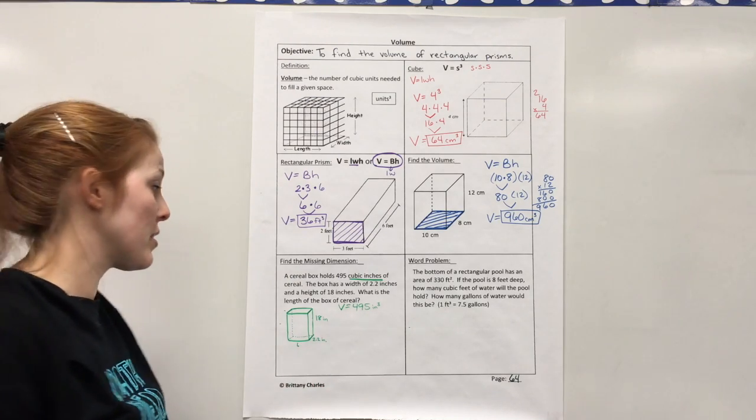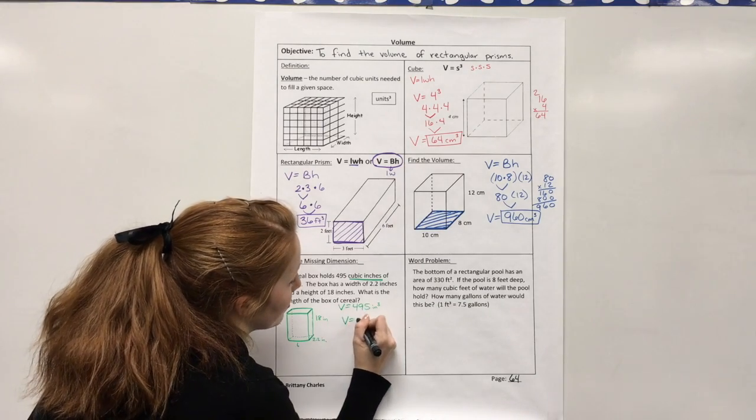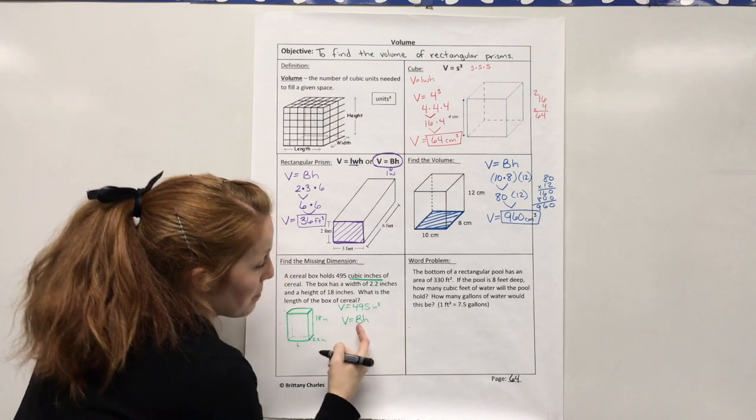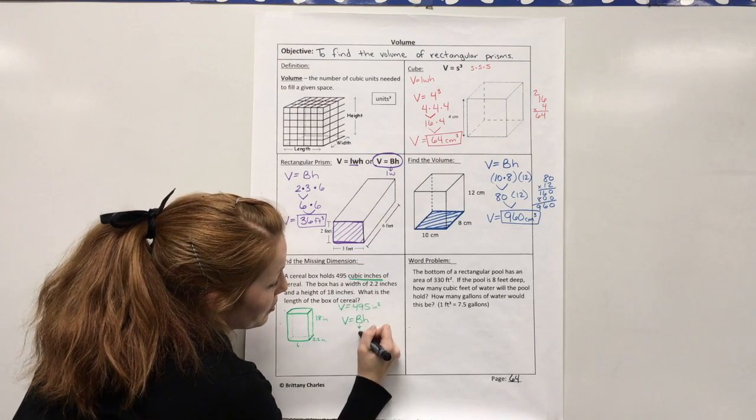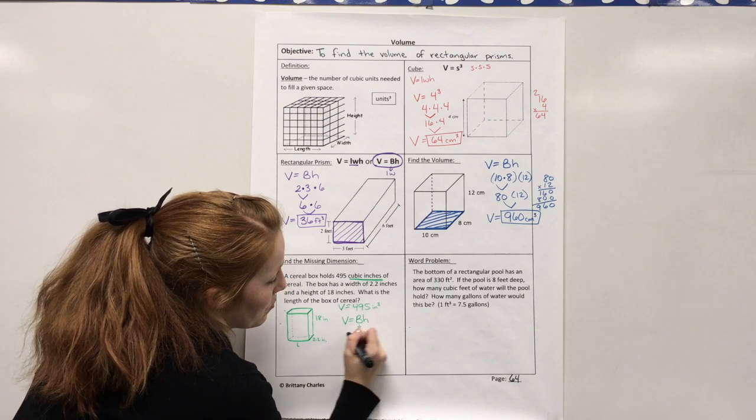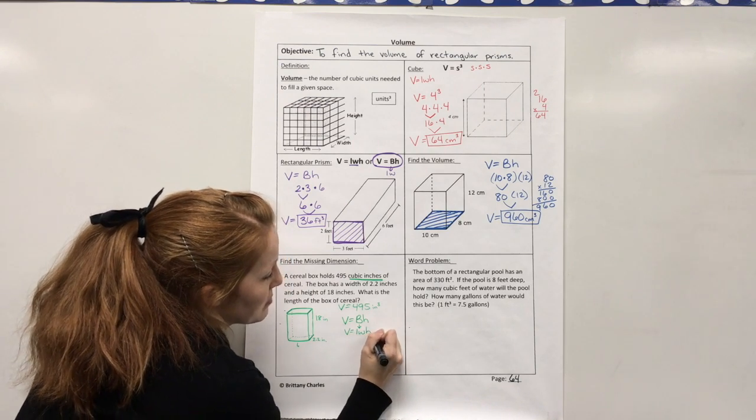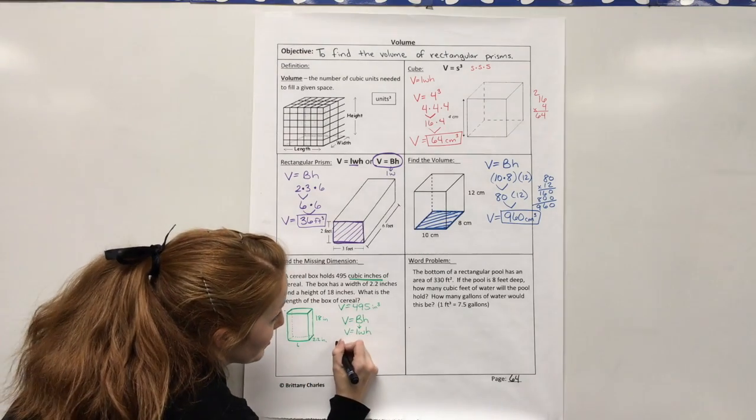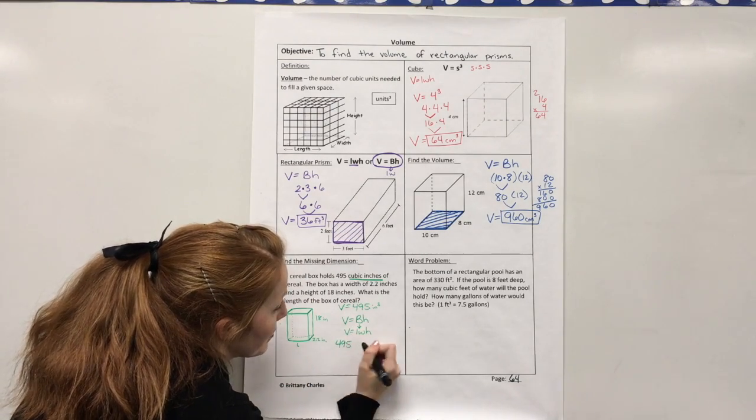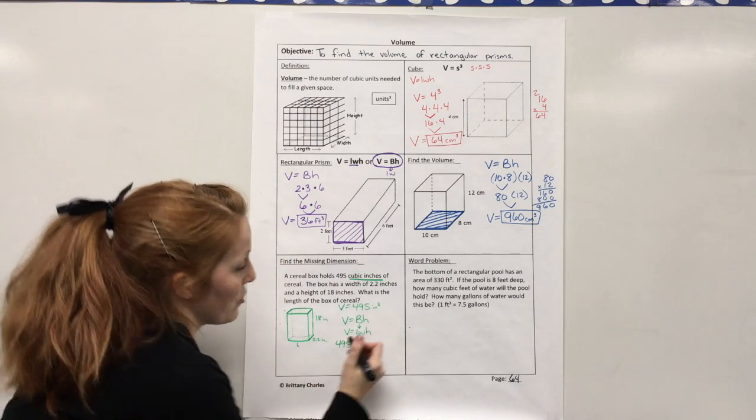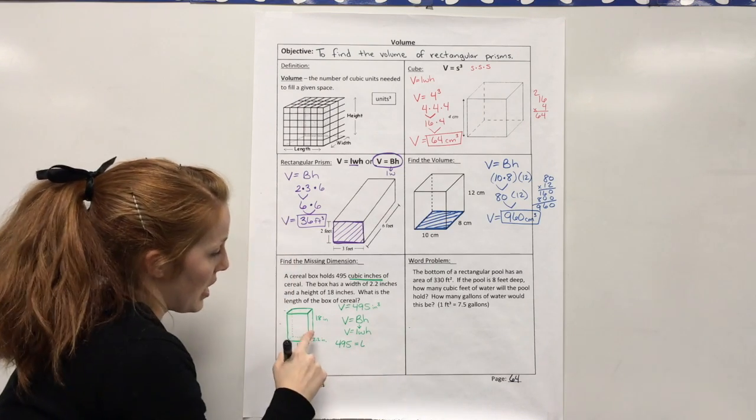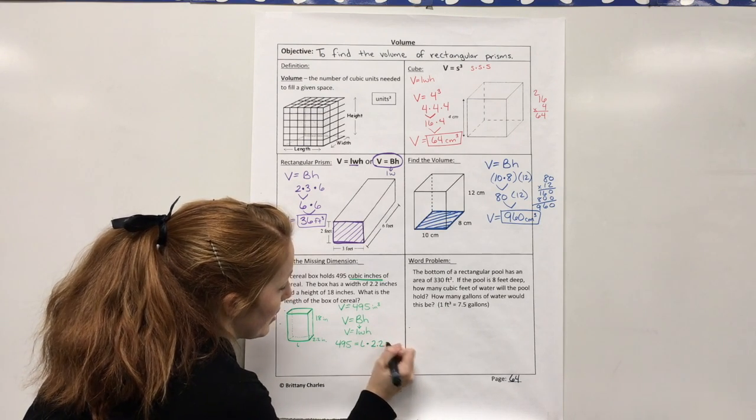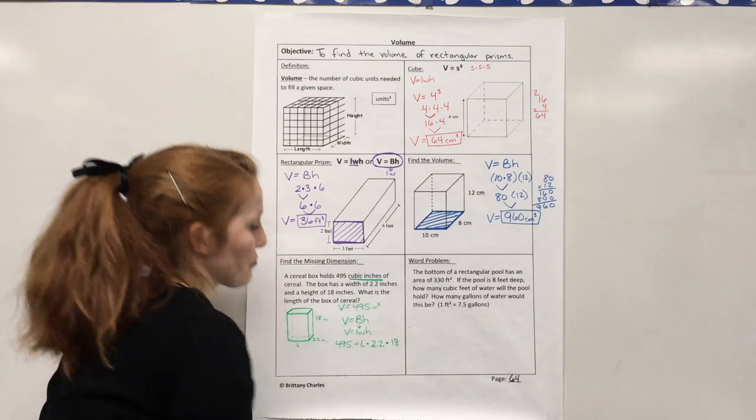Well, I know the formula is volume equals area of the base times height. And I know that the area of the base is length times width. So really, volume equals length times width times height. Okay, so let's plug in what we know. I know that the volume is 495 cubic inches. I don't know the length, so I'm going to keep that an L. I know that the width is 2.2, and I know that the height is 18.